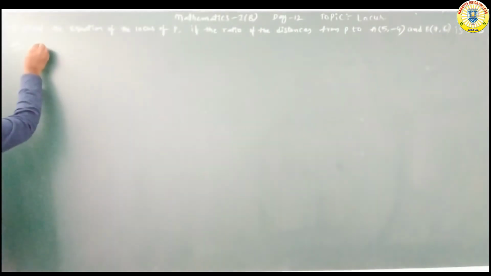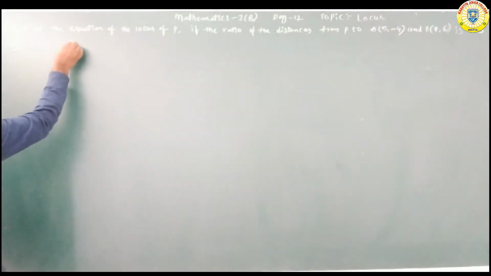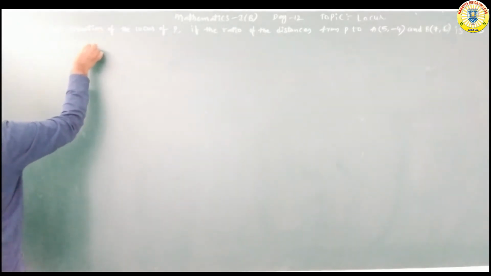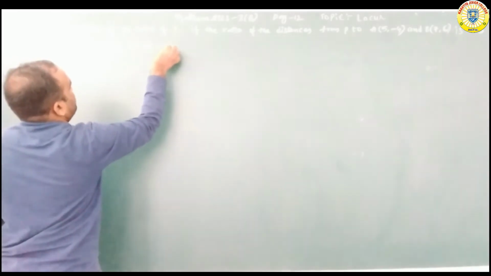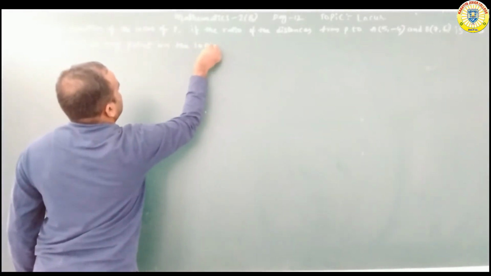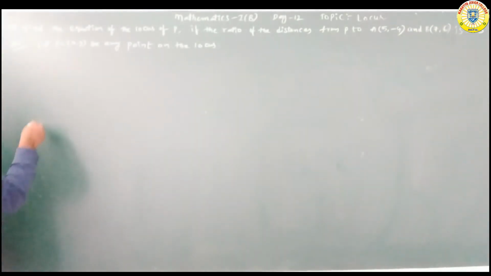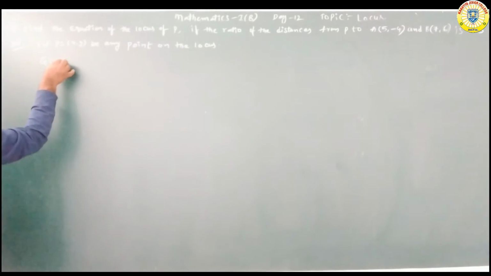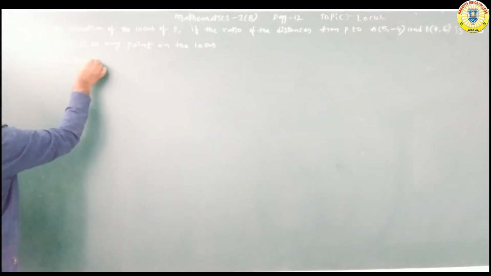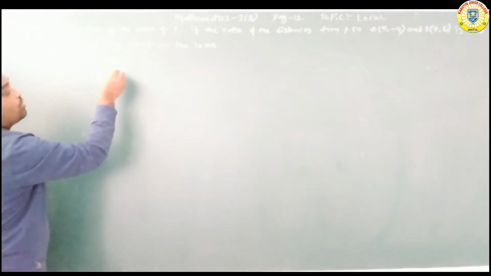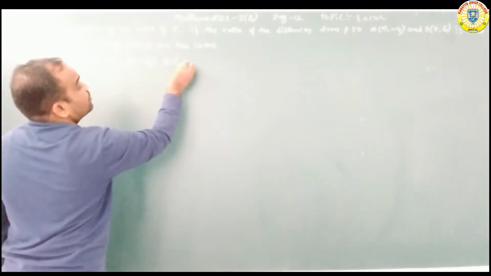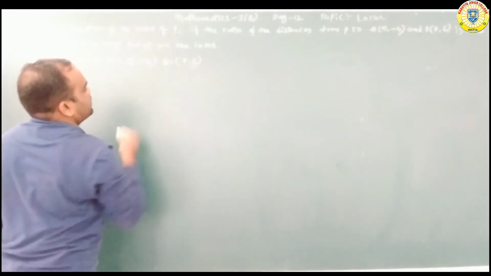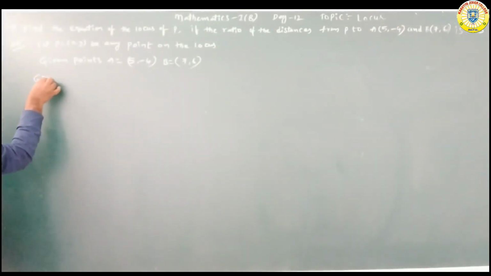So in the common step, here we are taking let P is equal to (x, y) be any point on the locus. What are the given points? A is equal to (5, minus 4), B is equal to (7, 6).